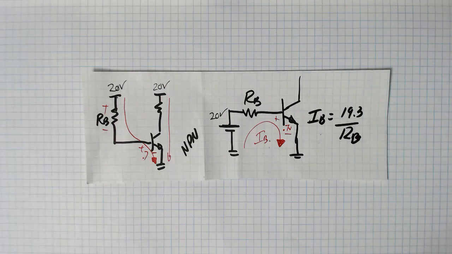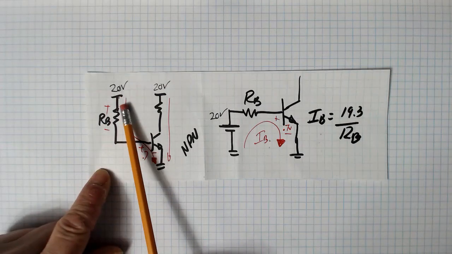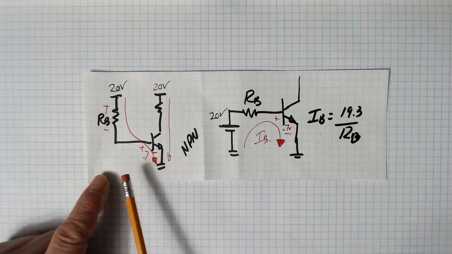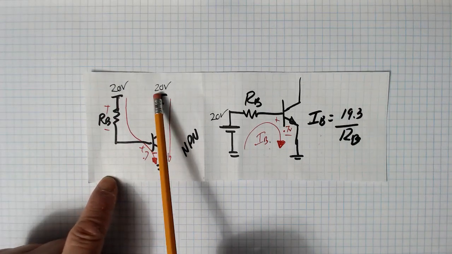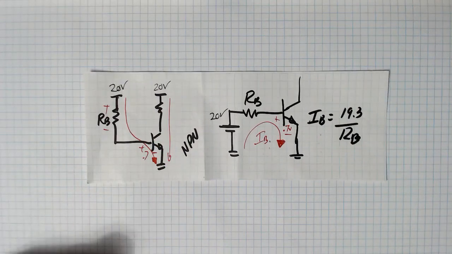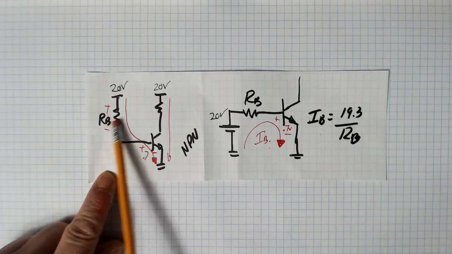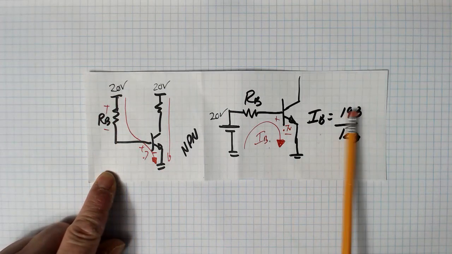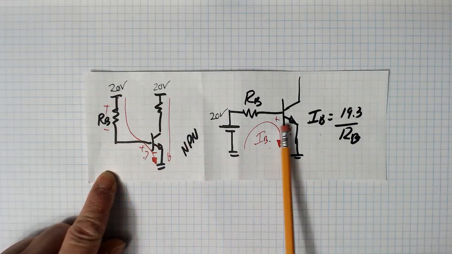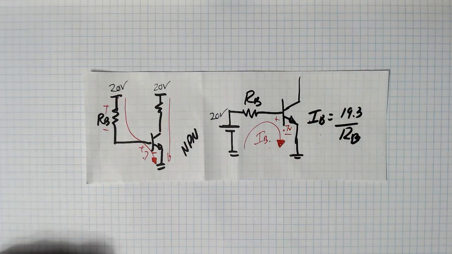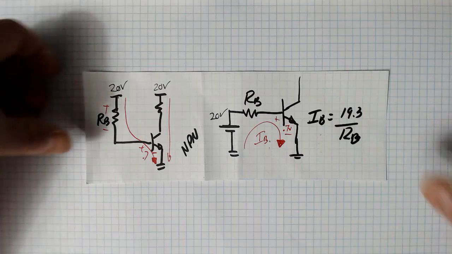So here's an NPN circuit. The current flows down through this resistor into the base, and that creates base current, and then the collector current is just beta times that. And what we would do is we'd figure out the voltage across this resistor, which would be 19.3 volts, and then we'd figure out how much the base current is. For the PNP, the analysis is the same.